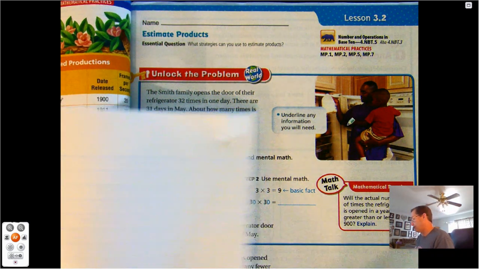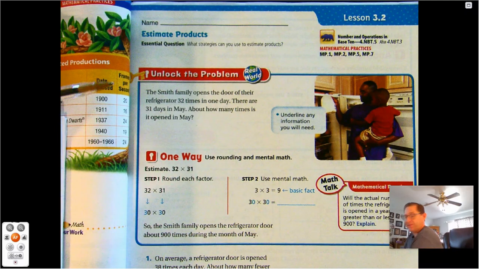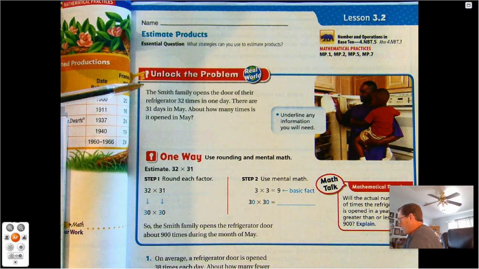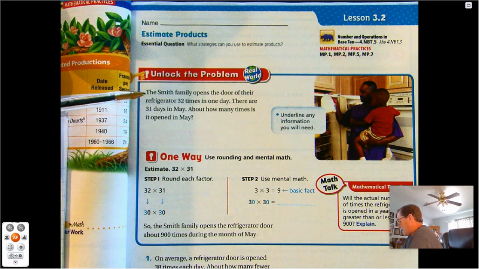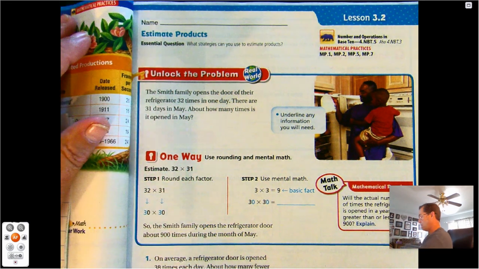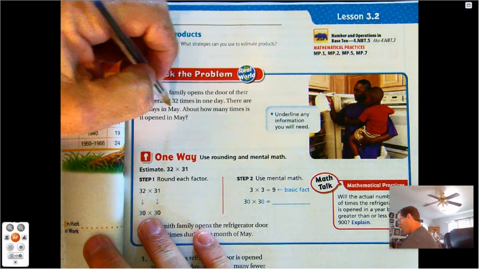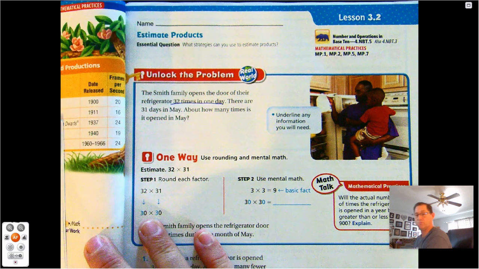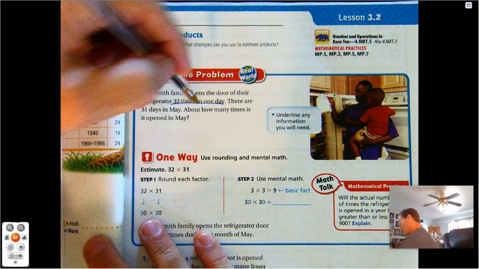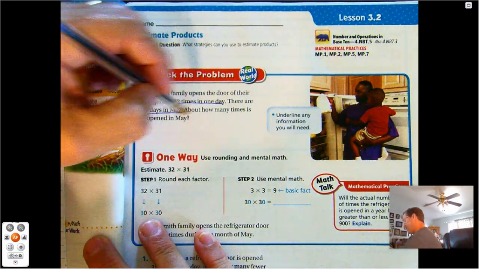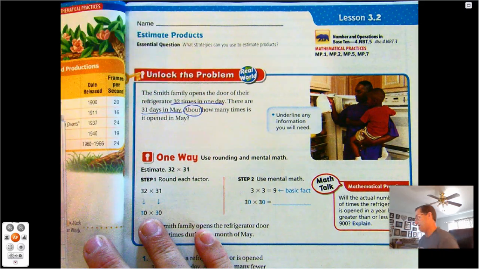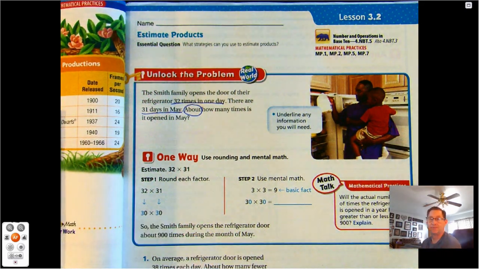And so our unlock the problem today is: the Smith family opens the door of the refrigerator 32 times in one day. There are 31 days in May. About how many times is it opened in May? So underline any information we're going to need. Well, they opened the refrigerator 32 times in one day. There are 31 days in May. About how many times did it open in May?